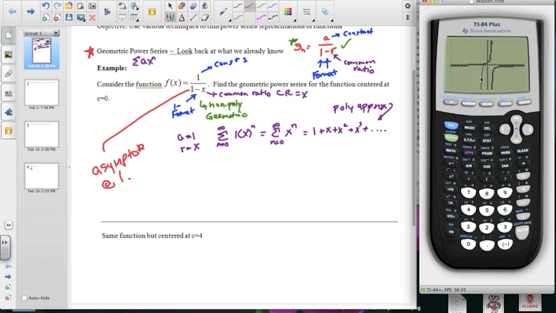So we can see that this polynomial approximation follows that. I just want to turn this off for a second, just so we can see it there. So it's a fifth degree polynomial. We have that polynomial approximation good for these values here.